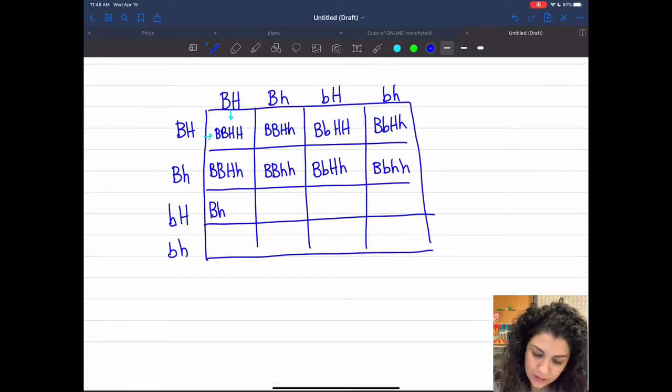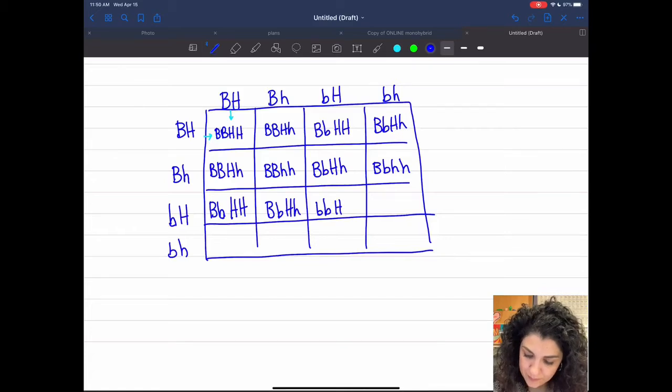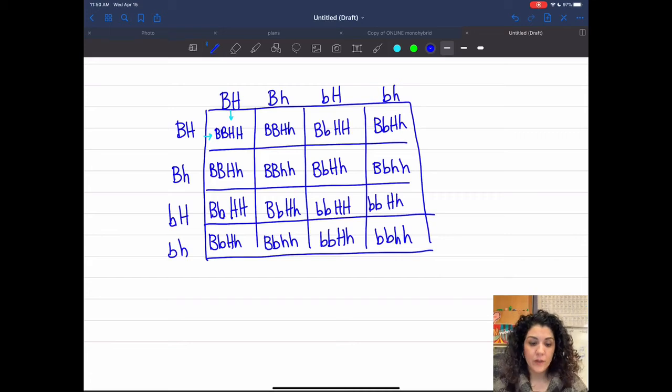Continue filling this. All right, so now we have the giant Punnett square. Again, we're keeping our letters together, following that. And now we're going to look at a phenotype and a genotype ratio.